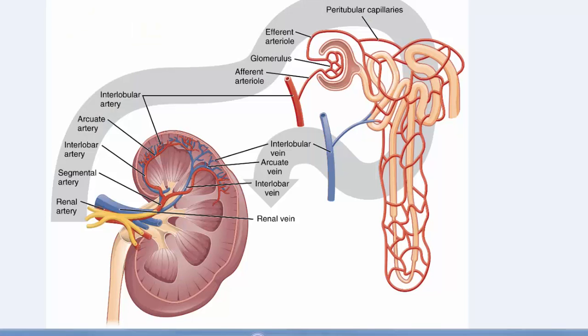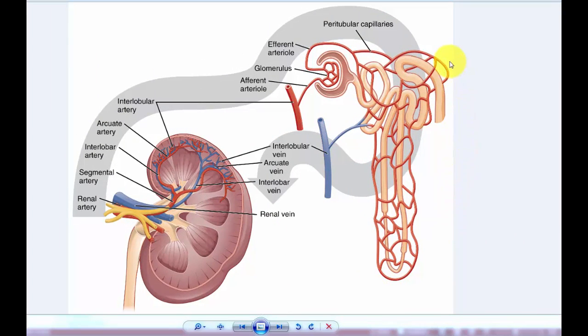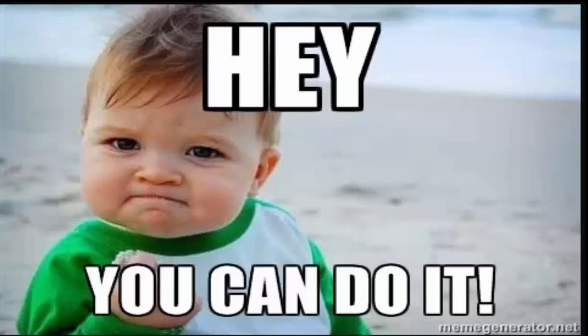However, we are going to study nephrons in isolation because 1,000,000 is just a little bit difficult to wrap my brain around. Students, stay tuned for part 2 of Learn How to Learn Anatomy and Physiology using lab models and pictures, and know that you can do it.